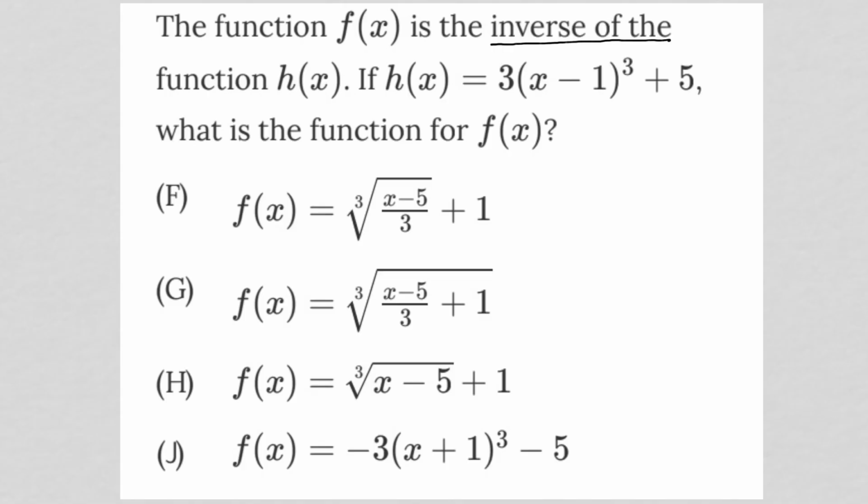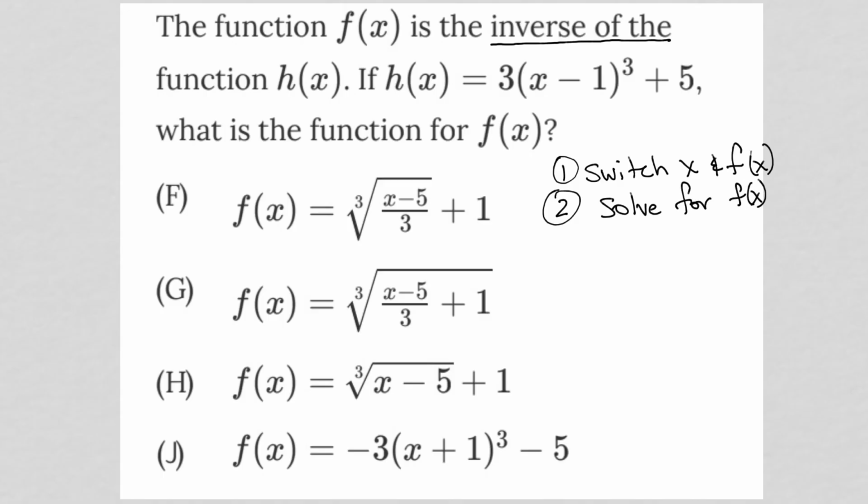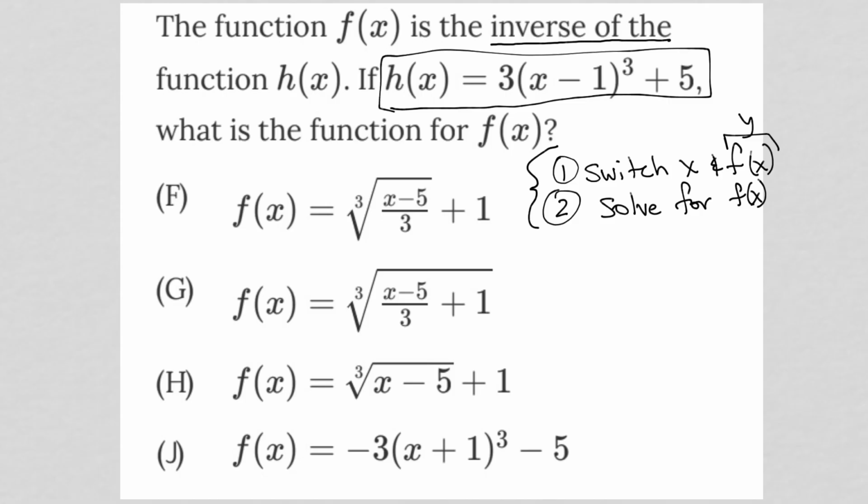Again, inverse is found by one, you switch x, let's call it x and f of x in this case, or h of x. And then two, you solve for basically your new f of x, your new y value. Again, f of x, h of x, y, they're all the same thing. So if f of x is the inverse of h of x, and the question is telling me that h of x is this function here, then I just need to follow these instructions and I will find f of x. So let's do that.